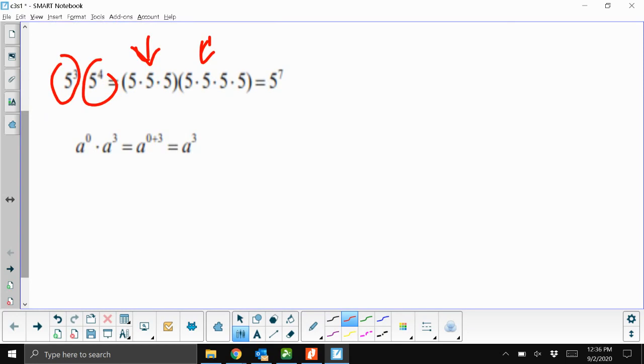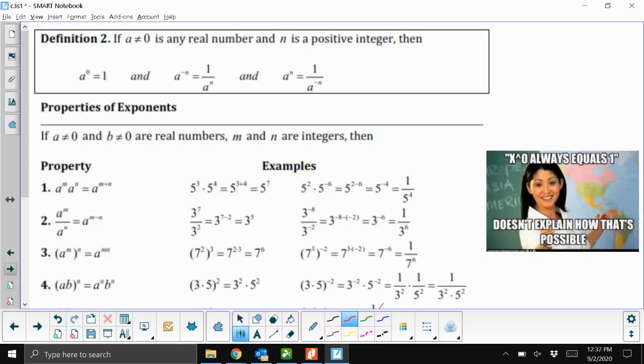Another thing here, we've got a to the 0 times a to the third. Notice in this one, we just added them up. And we could have done that up here. That's one of the laws of exponents. So we're going to be reviewing these ideas, making sure they make sense.